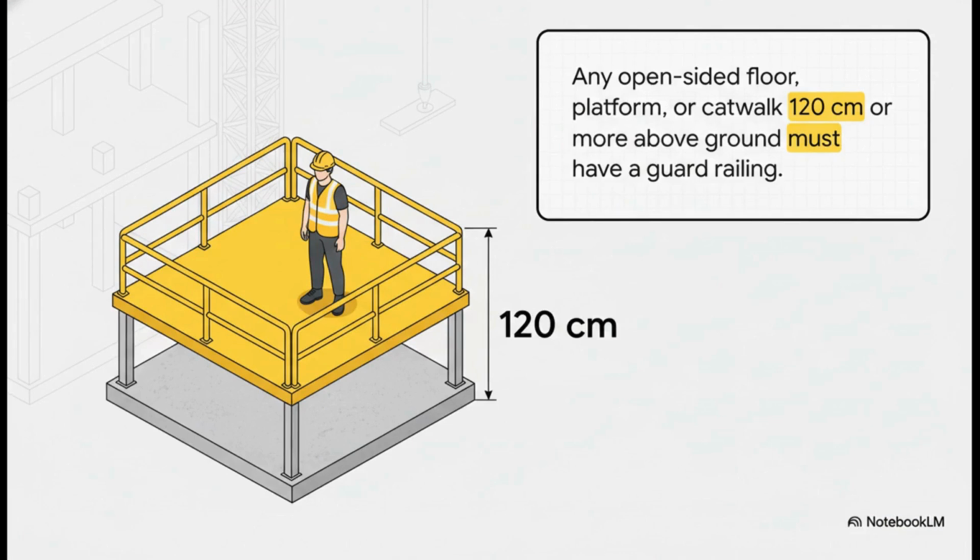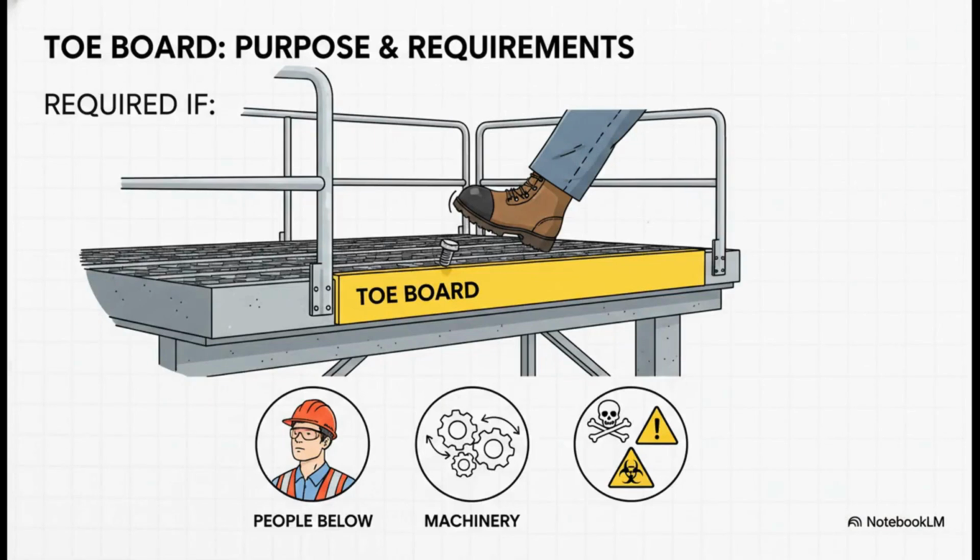If you are on a platform, a catwalk, any open-sided floor, and the drop is 1.2 meters or more, you have to have a guardrail on all the open sides. No exceptions. This goes for scaffolds, mezzanines, you name it. If there's a drop, there has to be a rail. And the standard doesn't stop there. A railing stops a person, sure, but a toe board stops a tool.